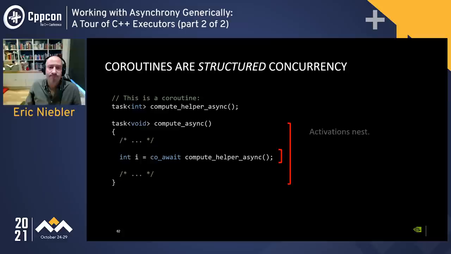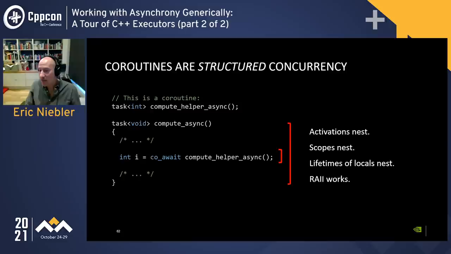This is the structure that coroutines give you. So activations nest, scopes nest, you'll notice. Lifetimes of locals also nest. So you have constructors and destructors that execute exactly as they would in synchronous code. And RAII works as a result, right? I can have a local variable here that has some action in its destructor that does some cleanup work, and that'll work just like we always expect RAII to work in synchronous code. All right. So this is a very important property of structured code.